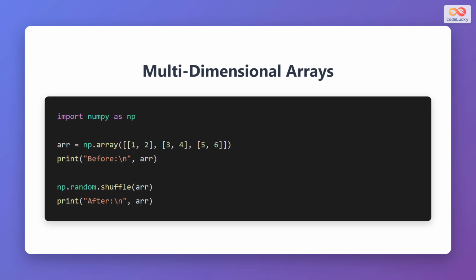Now let's explore how shuffle works with multi-dimensional arrays. We create a two-dimensional array with 3 rows and 2 columns. We print it before shuffling. Then we apply np.random.shuffle and print the result. Something important happens here that you need to understand.